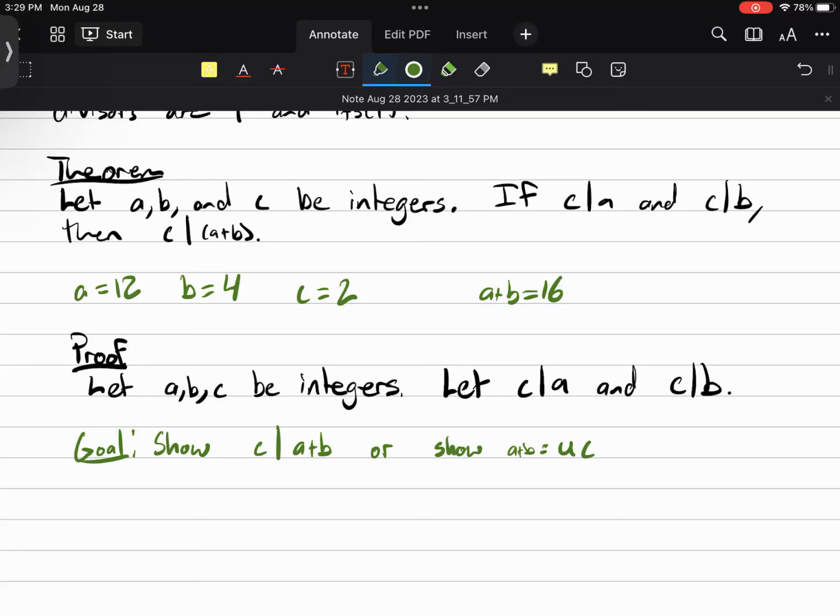That's what I need to show. So I now have my end goal in mind, my end position. Because as long as I can show A plus B is equal to something times that integer C, then I know by definition C will divide A plus B.